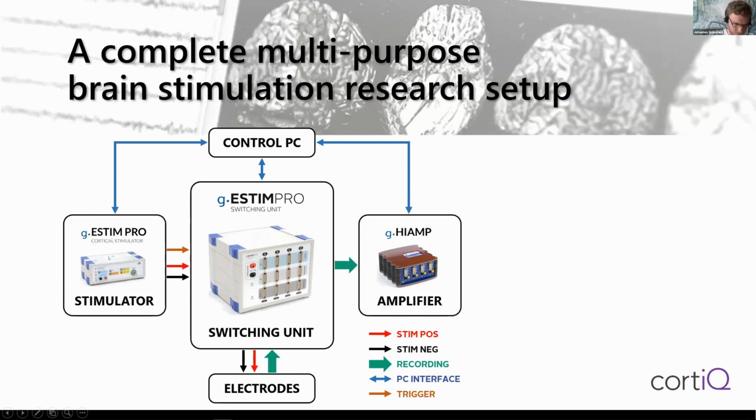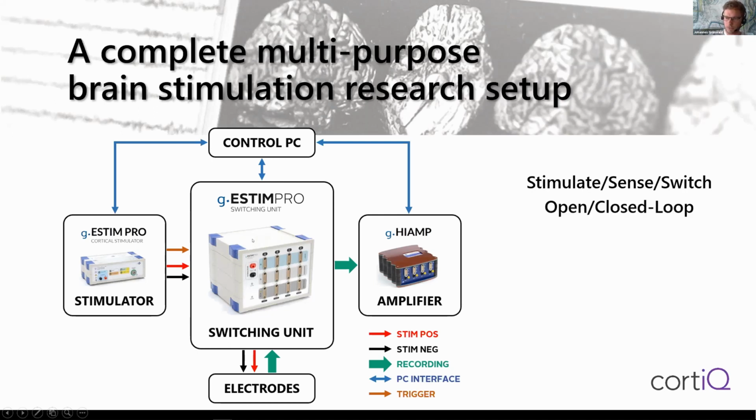We have a stimulator, we have an amplifier, and we have a switching unit, and they're connected together where the electrodes are connected to the switching unit. There is an electrode input to the switching unit, and these signals are either forwarded to the amplifier for recording purposes, or they are switched to the stimulator for stimulation purposes. All three devices are controlled by a PC, and this can be done in real time. So it allows us to stimulate, to sense, and to switch at the very same time.